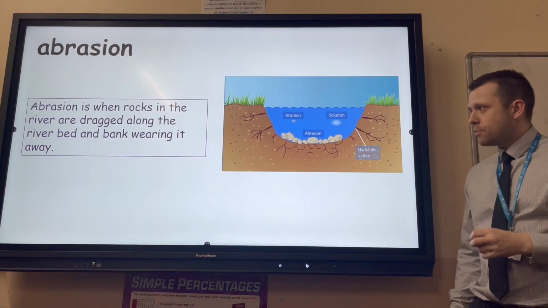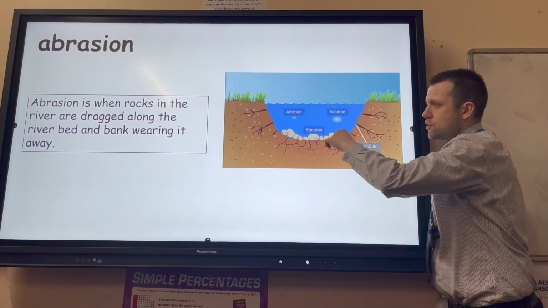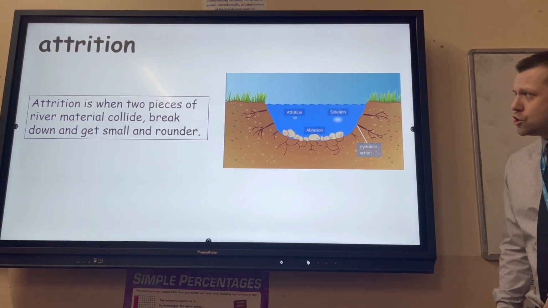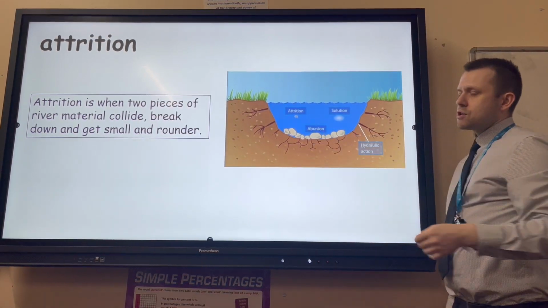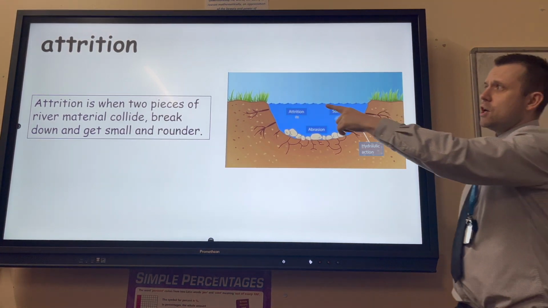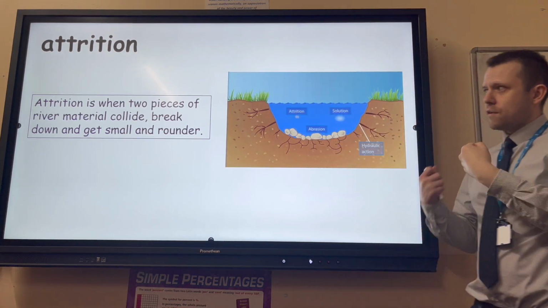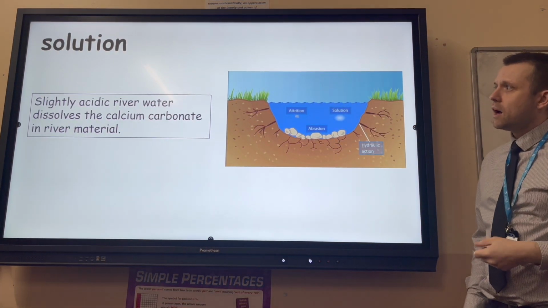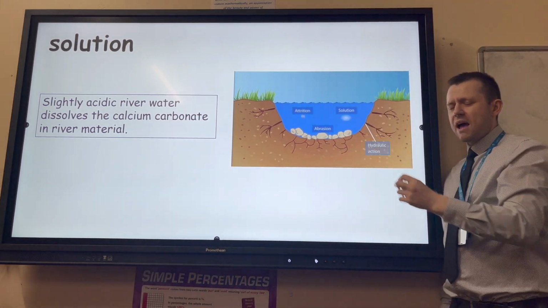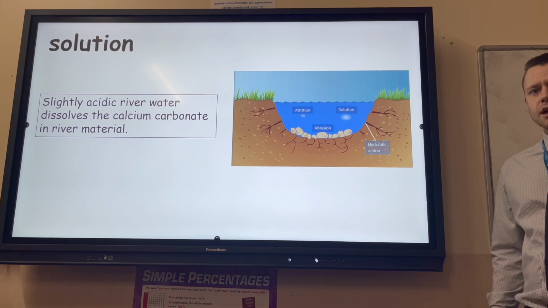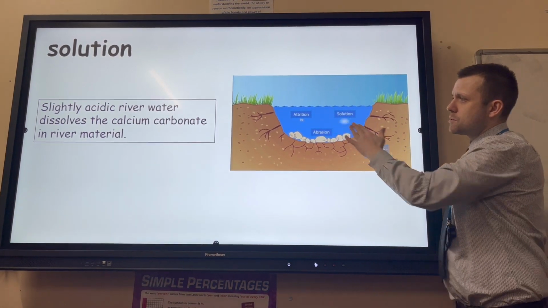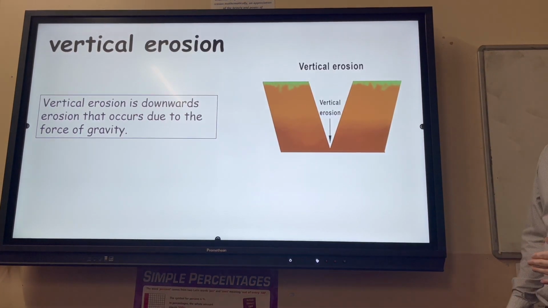Abrasion is like the sandpaper effect. Rocks in the river channel are dragged along the bed, wearing it away. Attrition is when rocks in the river collide with each other like this and get smaller and rounder. The 2 T's can make you think of the 2 rocks banging into each other. And finally, solution. Ultimately, water is ever so slightly acidic, and that dissolves the calcium carbonate in rocks in the riverbed load, and it forms a solution where the rock is mixed with the water.